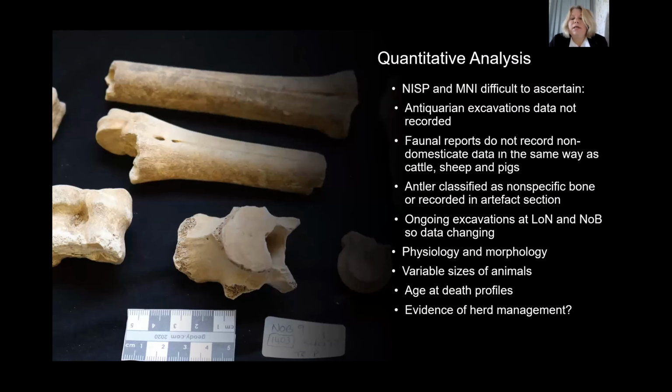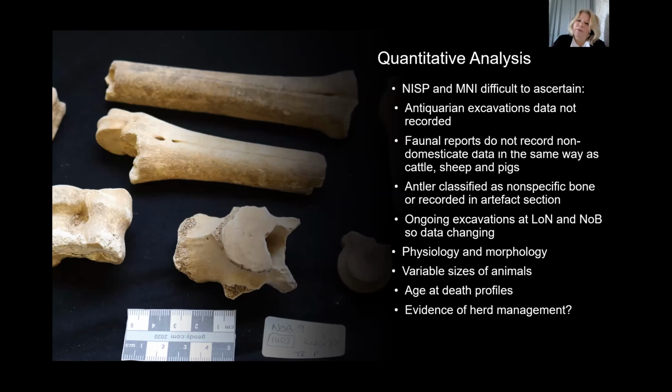Some of the issues that we came across were with the fauna reports, and not just antiquarian ones, but quite modern fauna reports, which deal with domesticates and non-domesticates very differently in terms of how assemblages are recorded and what information is recorded. NISP and MNI, so number of individual specimens and minimal number of individuals, were often absent when it came to non-domesticated species. Percentages of total assemblages were often missing from fauna reports as well.